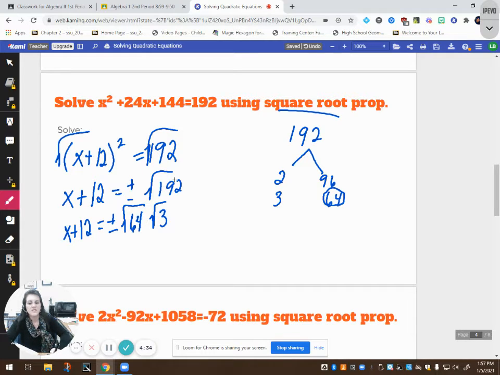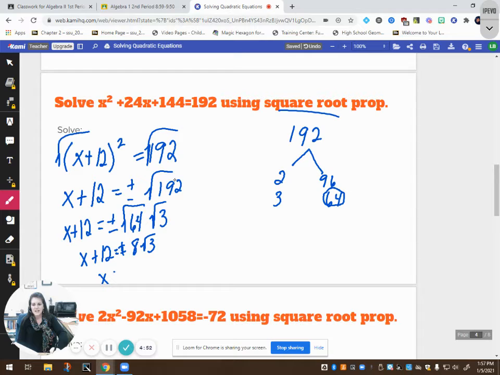Well, the square root of 64 is 8. So I know that I can have x plus 12 equals plus or minus 8 square root of 3. Now I have a simplified square root. So now if we want to take it a step further and go ahead and solve, what we can do is subtract 12 from both sides.